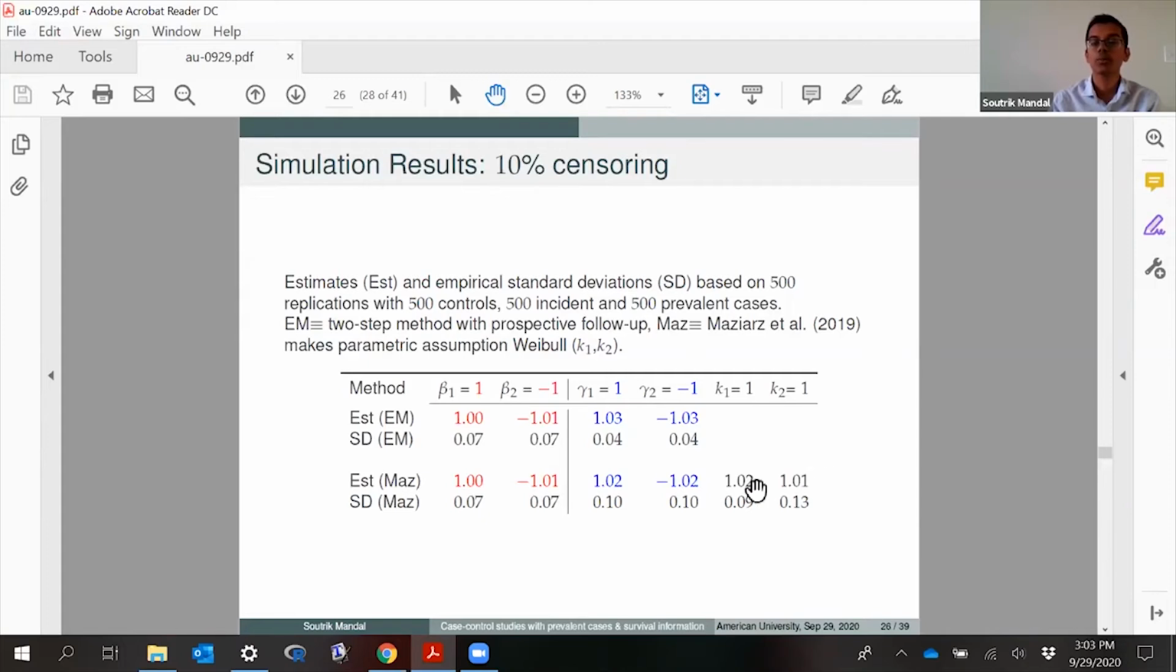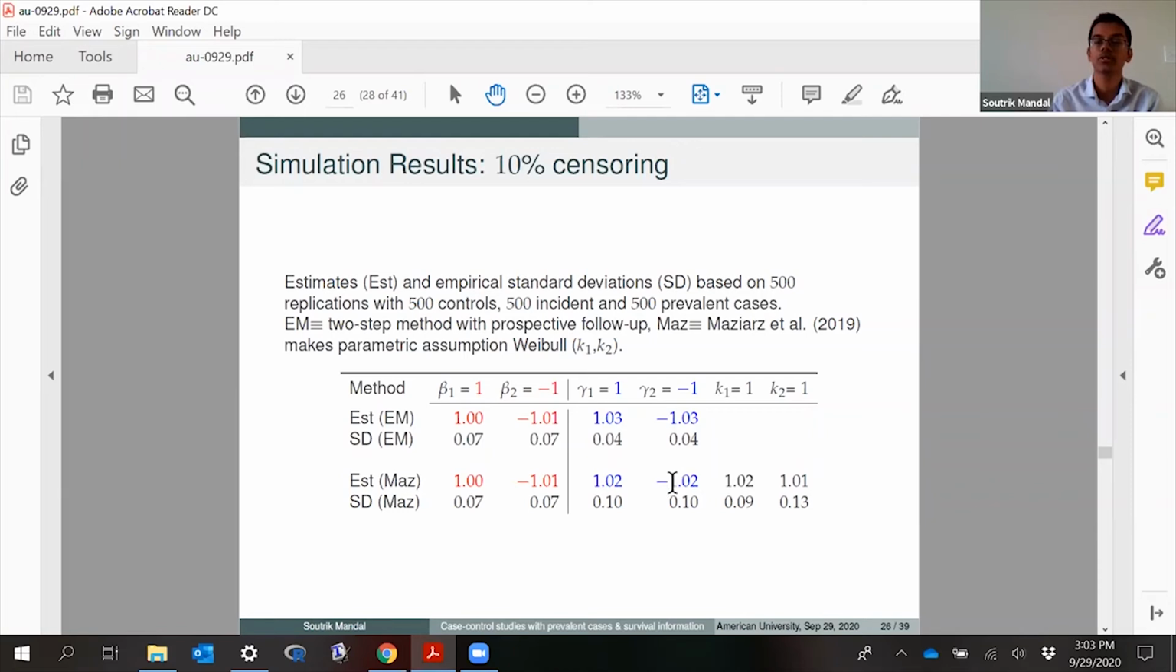Okay. So the Weibull assumption, the parametric assumption, was only for Mazier's method. So we have kappa 1, kappa 2 only for them. We do not have this. We estimate the log hazards ratio parameters, gamma 1 and gamma 2, along with the baseline hazards, which I cannot show you in this table. So let's look at the estimates first. The true value of gamma 1 was 1, and the true value of gamma 2 was -1. And as you can see, both methods estimate very well.